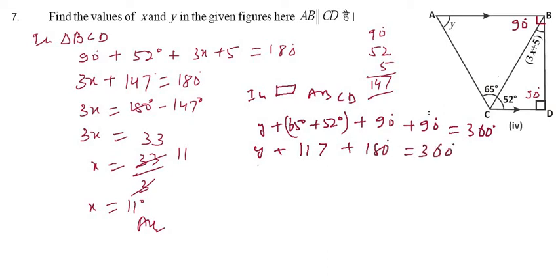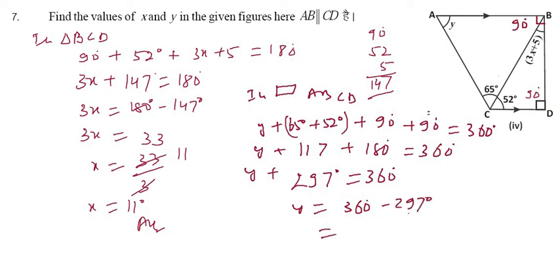Now add them. Here it is y plus 7, 117 and 180. So 7 here and 1 or 8, that is the 9 and 112. And here is the 360 degree. So y will be equal to 360 degree minus 297 degree. Now subtract this. 10 minus 7, that is the 3 here. Here is the 5, and that is the 15 minus 9, that is the 6. And here is the 2. 2 minus 2, that is the 0. So y will be equal to 63 degree, and that one is your answer.